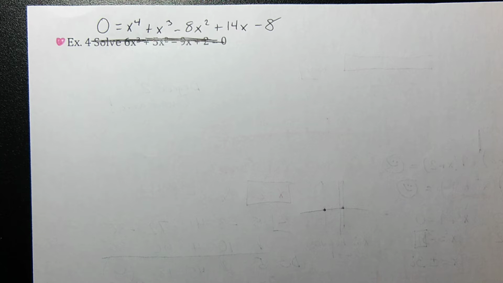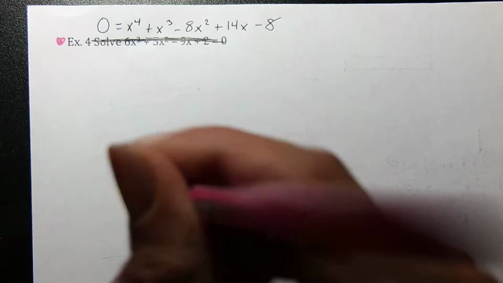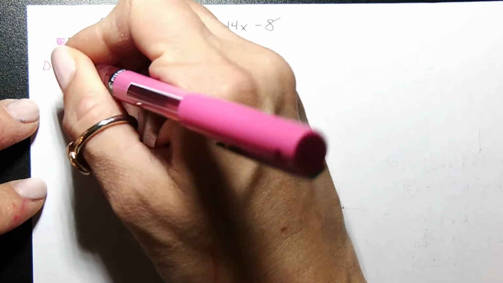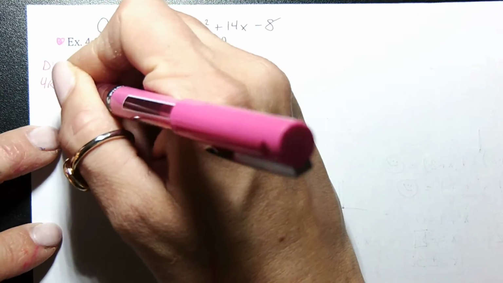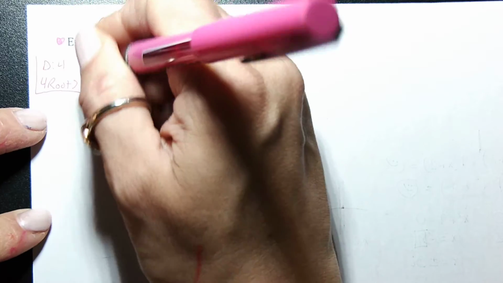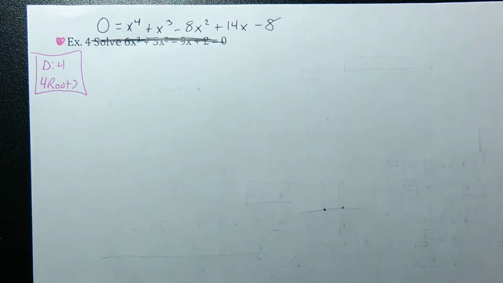We can't. There are 5 terms and there's no GCF, so we don't have anything in our factoring arsenal to come at this problem. So we look at the degree, and we say the degree is 4, so there's going to need to be 4 roots. Do I need to go straight to p over q values? What do we do first?